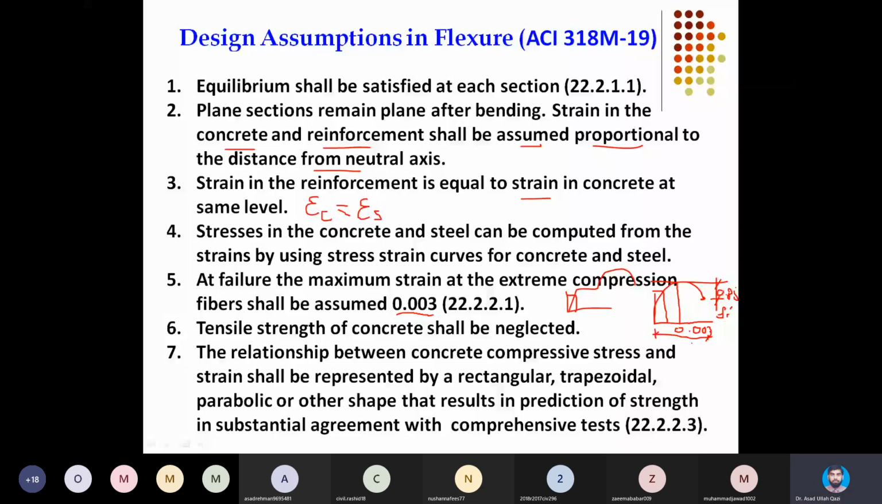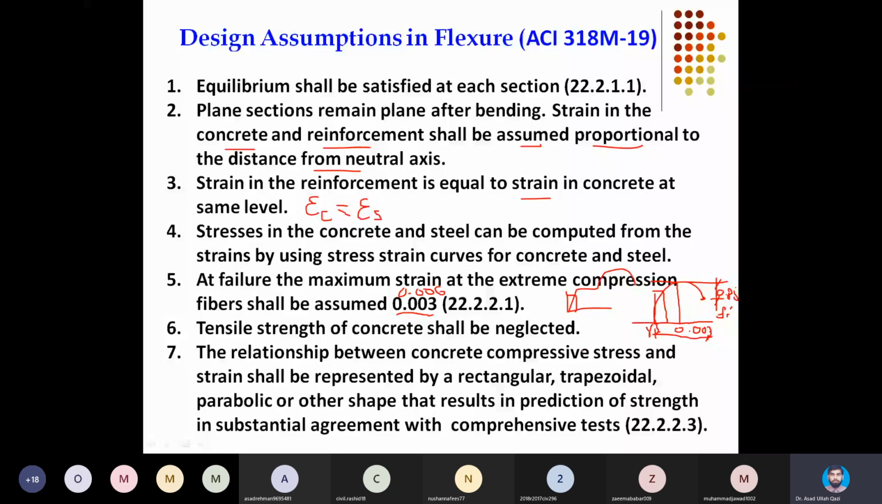This is for almost all normal strength concrete grades. But in actual testing, you may find that in some concretes it may even approach 0.006 or bigger. But ACI has fixed a conservative value of 0.003 to develop the equilibrium equations. Tensile strength of concrete shall be neglected. As I said earlier, it is very small, so we are going to ignore it.